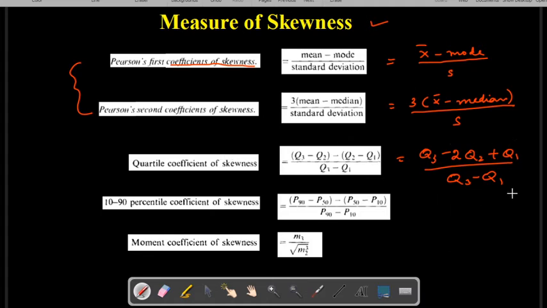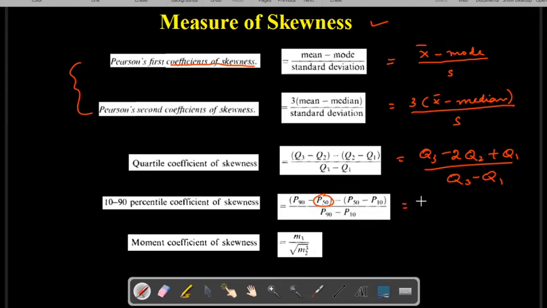All quartiles we have used: first quartile, second quartile, third quartile. All formulas you know, you can use that to find this coefficient of skewness using quartiles. Now, next is 10 to 90 percentile coefficient of skewness. For this, we are taking P50. P50 is again the same as your median value. So P50 we are choosing.